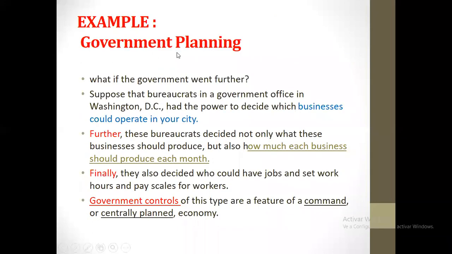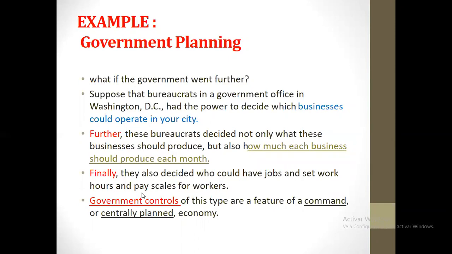Okay, the example says government planning. What if the government went further? ¿Qué tal si el gobierno fuese más allá? Suppose that the bureaucrats, government officials in Washington, D.C., had the power to decide which business could operate in your city. Te dice si tú puedes abrir tu negocio, sí o no. Now further, these bureaucrats decide not only what each business should produce, but also how much each business should produce each month. O sea que tú no puedes producir más de lo que te pone de límite el Estado. Eso es un ejemplo, the government planning.